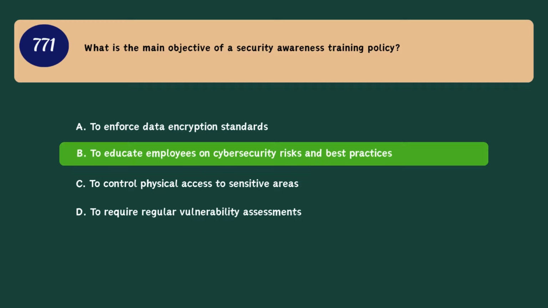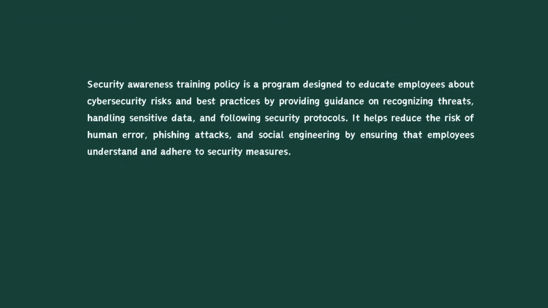Correct answer. B. To educate employees on cybersecurity risks and best practices. Security Awareness Training Policy is a program designed to educate employees about cybersecurity risks and best practices by providing guidance on recognizing threats, handling sensitive data, and following security protocols. It helps reduce the risk of human error, phishing attacks, and social engineering by ensuring that employees understand and adhere to security measures.